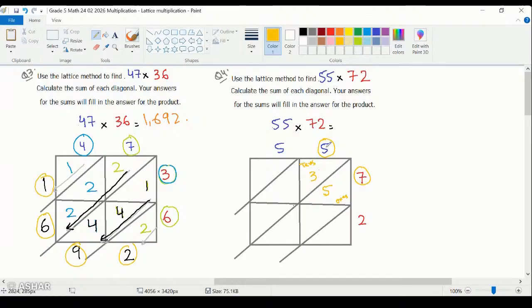Now let's see. The next 5 into 2 would be 10. That means 1 tens and 0 ones. 5 multiplied by 2 is 10. Agreed? Okay. Let's have a look for the next. The next one is another 5. 5 multiplied by 7 is 35. Okay. I'll redo it.